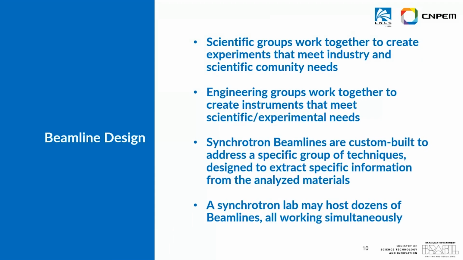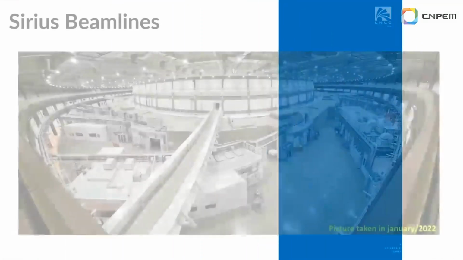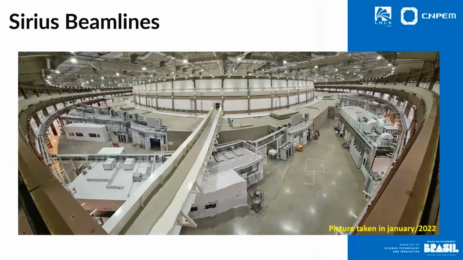So in the same building, the same lab, there might be dozens of beamlines all working simultaneously, analyzing different samples, or even the same sample can walk from one beamline to the other. So now, to have an idea of how we are today, as you can see, the building from inside looks like this. We have the accelerator inside this radiation protection, and the beamlines fanning out from it. As you can see, there's plenty of room for our next beamlines.